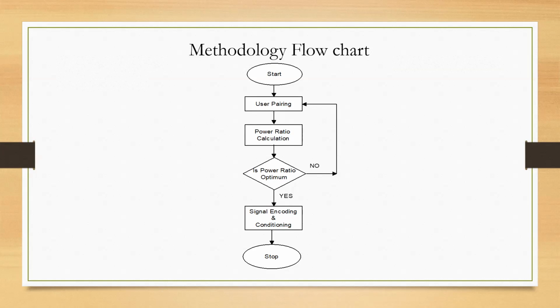After this power ratio calculation, the optimization of the power ratio, or basically sorting of these users according to their power ratio, is done. And before pairing, it is checked whether this power ratio is optimum for that particular user in that particular channel or not. If not, then user pairing is done again. And if yes, then the signal is further processed for signal encoding, conditioning, and then transmission.